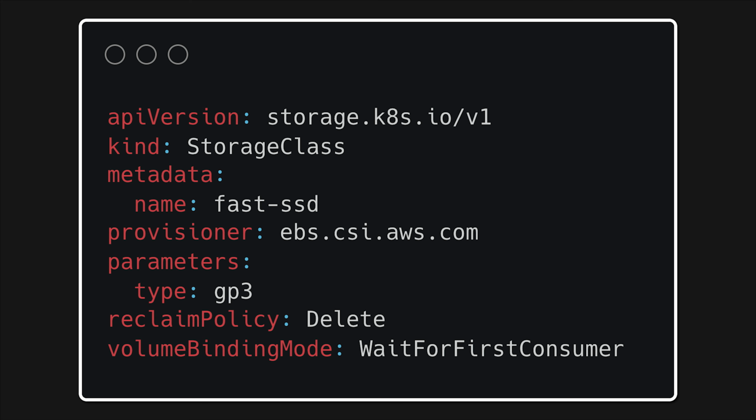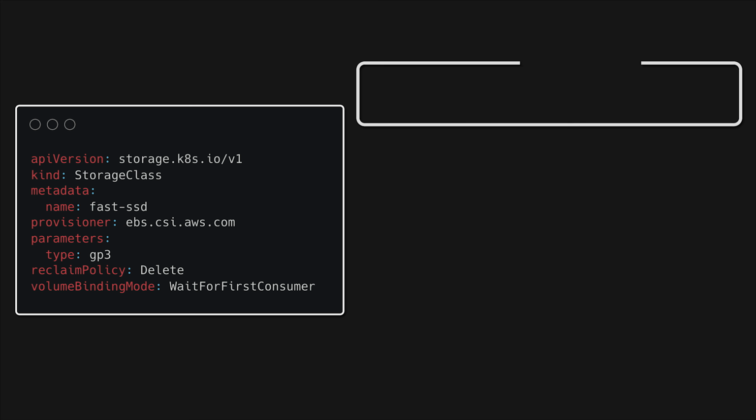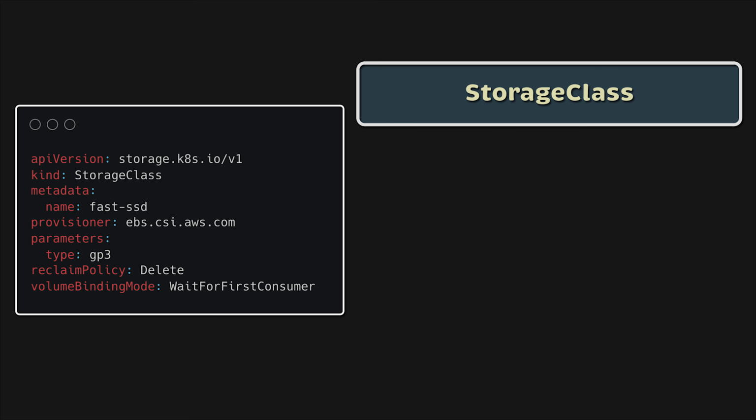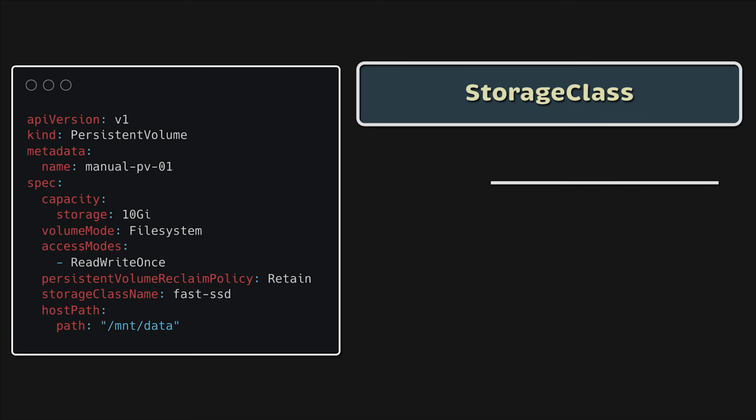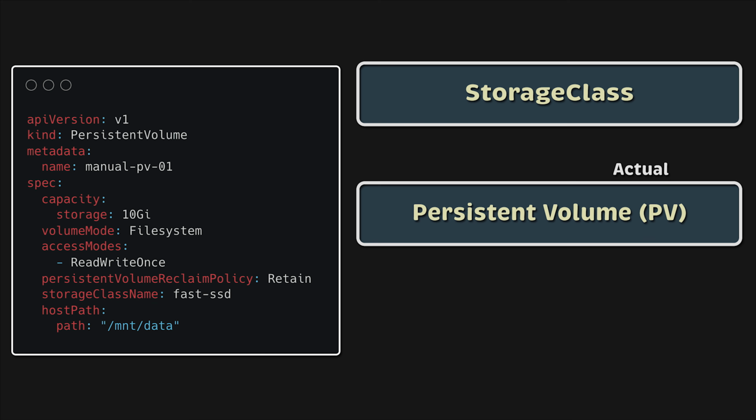There are three main components you need to know. First is the storage class. Think of this as a blueprint. It defines different tiers of storage, like fast SSD versus slow HDD, and allows Kubernetes to provision volumes automatically. Next is the persistent volume, or PV. This is a piece of storage in the cluster provisioned by an admin or dynamically by a storage class. It's a resource, just like a node is a resource.